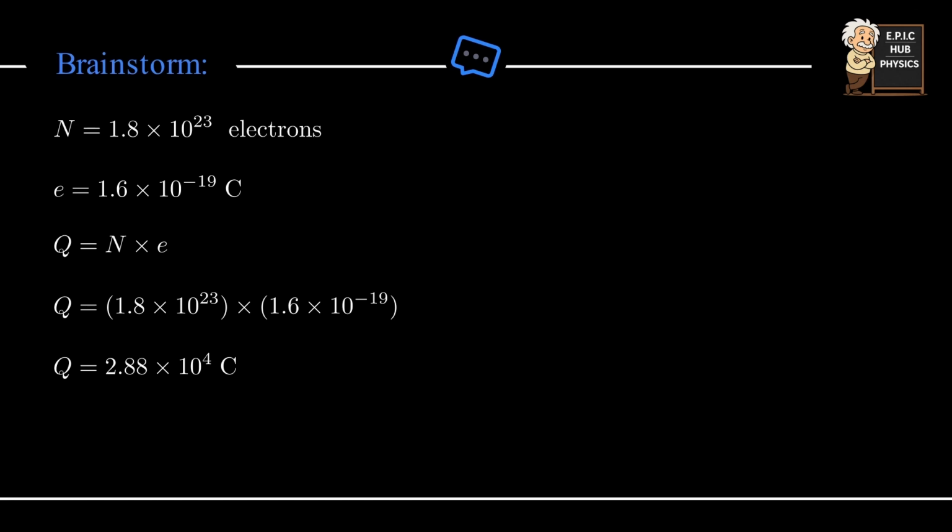Next, we consider the time for which the electrons flow. The time given in the question is 5 hours. To use the current formula correctly, we convert this time into seconds. 1 hour contains 3,600 seconds. So 5 hours equals 5 multiplied by 3,600. This gives 18,000 seconds.